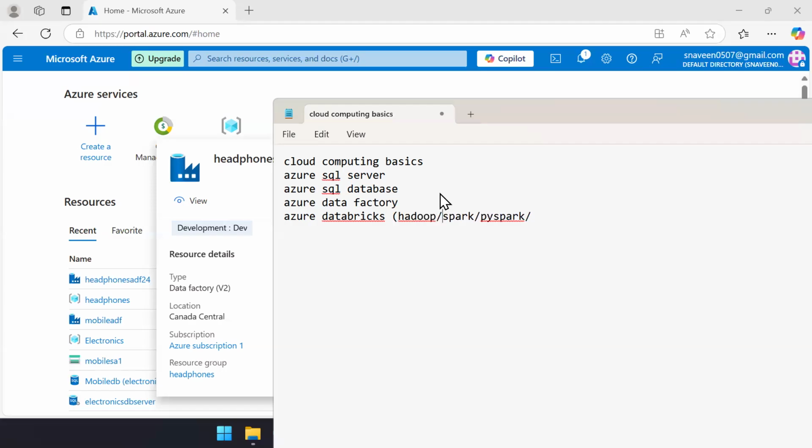Hadoop, Spark, PySpark, and of course, Databricks and cluster and Python. And of course, many other topics we'll be covering under Azure Databricks. Along with that, we'll also be covering Azure Synapse and Azure Storage Account.